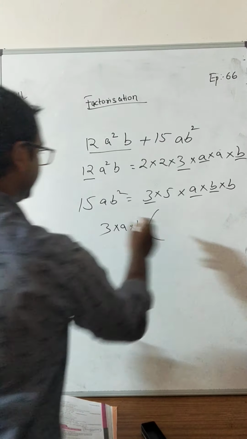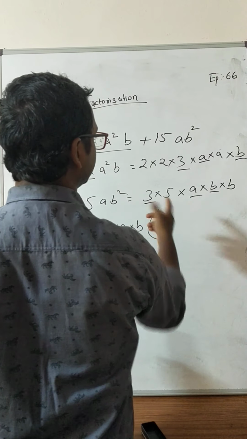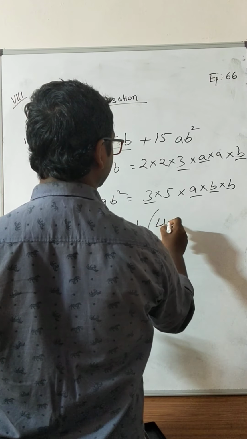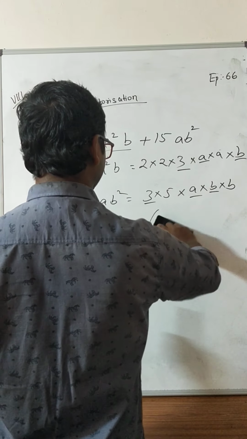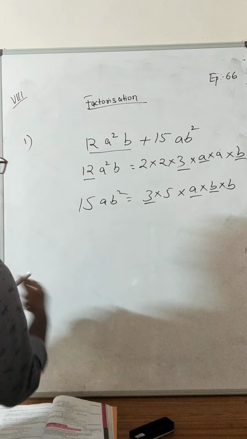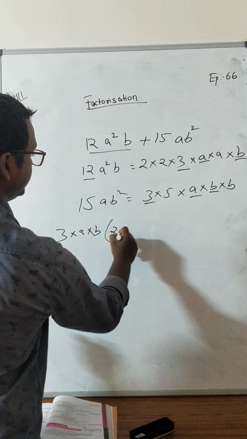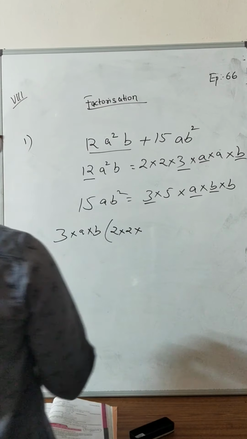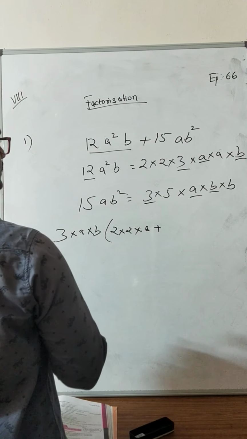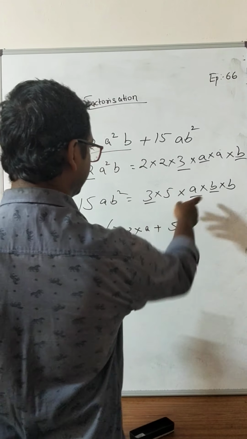Okay, so when we take 3 into a into b as common, when we remove this 3, a and b, what is left here? 2 into 2, 4. 4 into a, 4a. When we take 3 into a into b as common, what is left is 2 into 2. From the first term, what is left is 2 into 2 and 1a. From the second term, what is left? Once this 3 is removed, 5 is left. Once this a is removed, 1b is left.